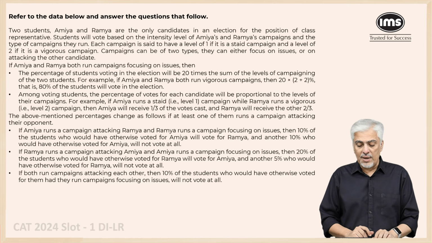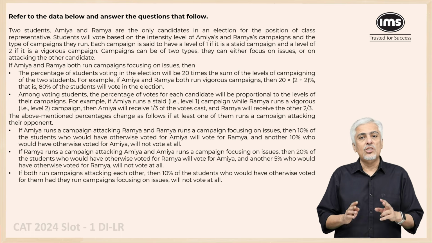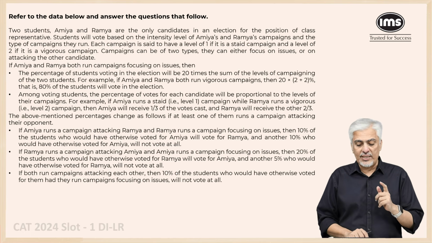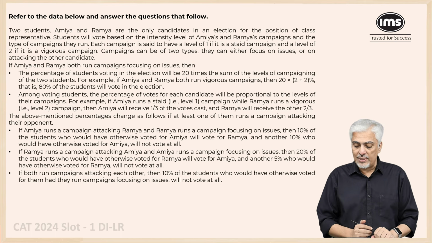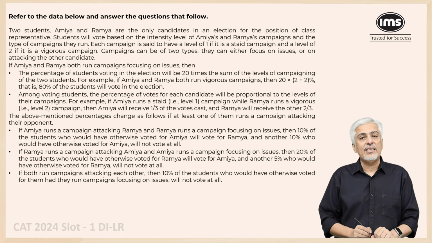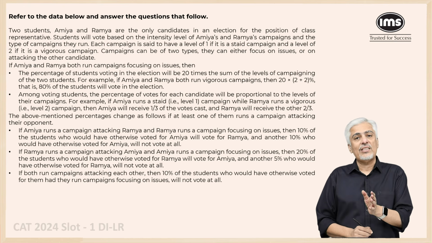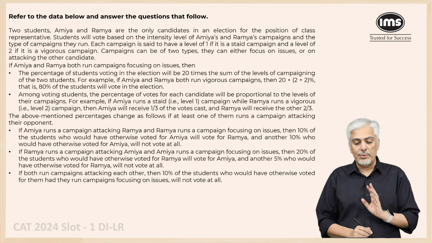Two students, Amia and Ramya, are the only candidates in the election for the position of class representative. So, for class representative, only 2 people are standing for elections. Students will vote based on the intensity level of Amia's and Ramya's campaign and the type of campaign they run. So, there are 2 things: the intensity level of the campaign and the type of campaign.